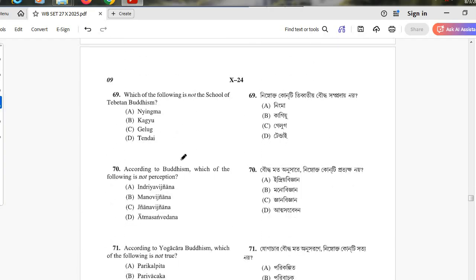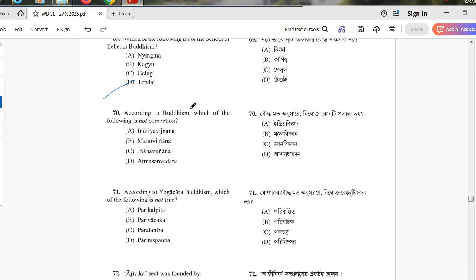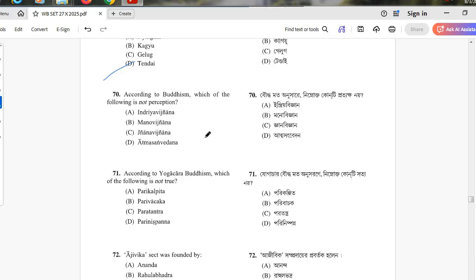Question 69, which of the following is not the school of Tibetan Buddhism? Nyingma, Kayuk, Geluk and Tendai. Question 69, Tendai. Question 70, according to Buddhism, which of the following is not perception? Indriya Vijnana, Manovijnana, Jnana Vijnana and Atto Samvedana. Question 70, correct answer option is C, Jnana Vijnana.